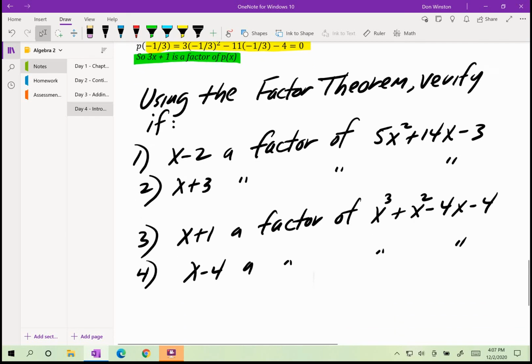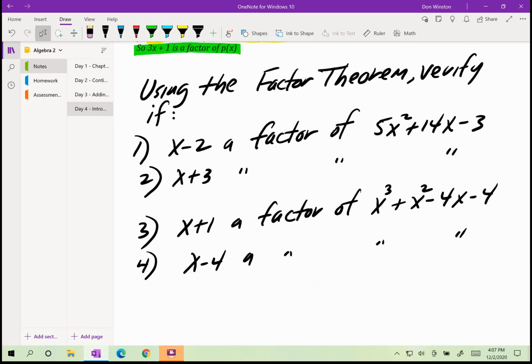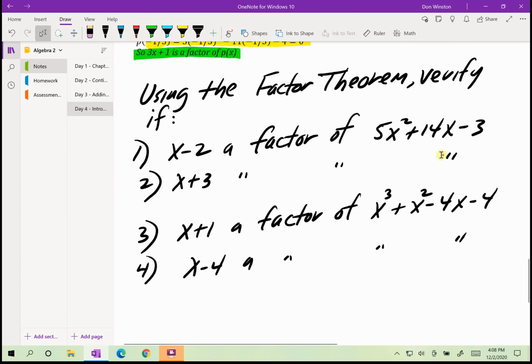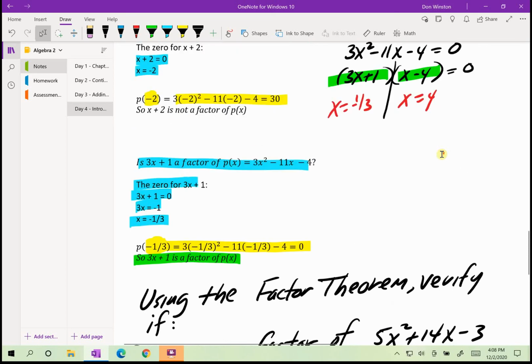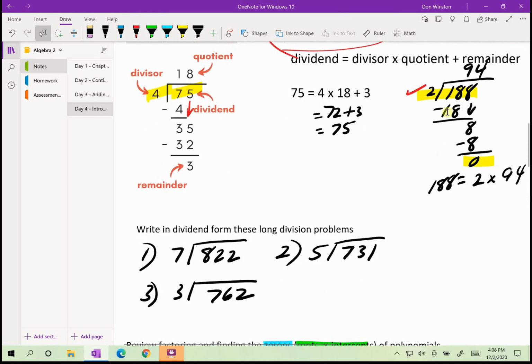All right, and then I want you to do the same thing for x plus 1. Is x plus 1 a factor of x cubed plus x squared minus 4x minus 4? And is x minus 4 a factor of that same polynomial, x cubed plus x squared minus 4x minus 4? That is a cubic polynomial, but this is where we're going. Okay, so this is the beginning. Tomorrow we'll actually look at division of long polynomials, but we'll incorporate today's lesson into tomorrow's lesson. I did not want to give you the entire lesson in one day. I think it's too much.